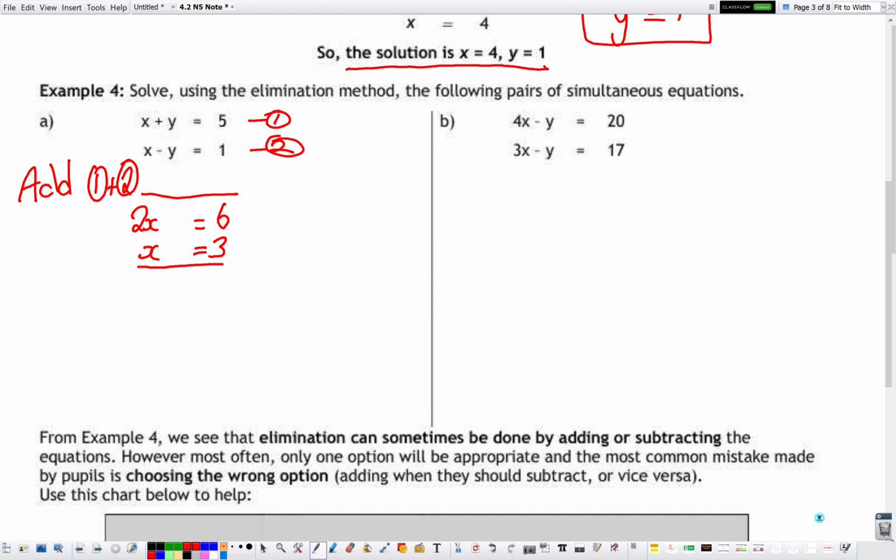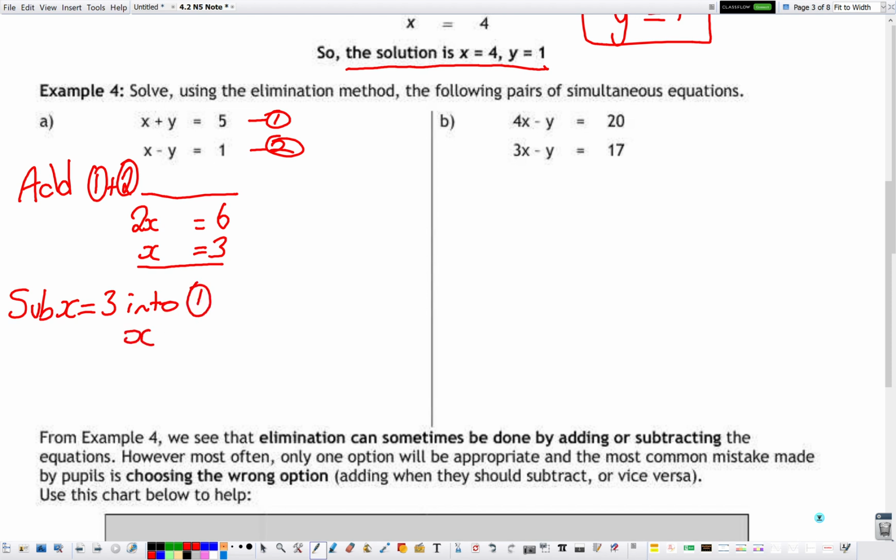So now we've got x equals 3, we just need to substitute x equals 3 into one of the other equations in order to find the y value. So pick the easiest one. Again, if we look at our two equations, the first one, everything's positive, so that just tends to be a lot easier. So we're going to substitute into equation 1.